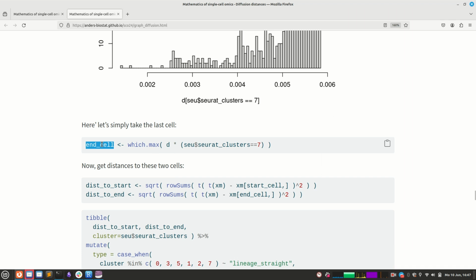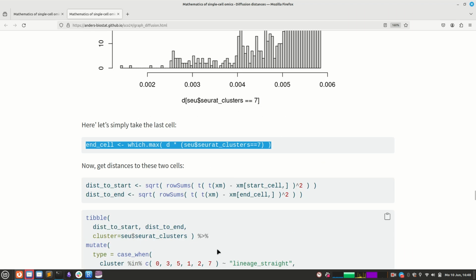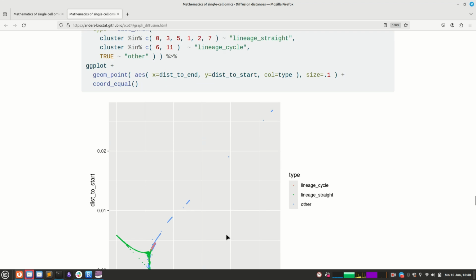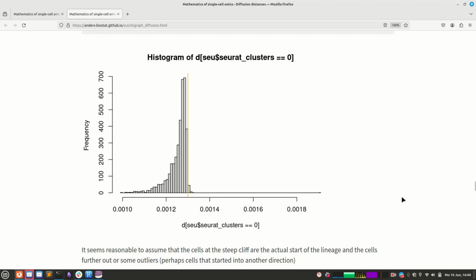And I say this one, that is my end cell. And now I can calculate for every cell the distance to the start cell and the distance to the end cell. And that's what I've done here. Each point is a cell. The green ones are the cells in the lineage. The red ones are the cycling cells, and the blue ones are all the other cells.